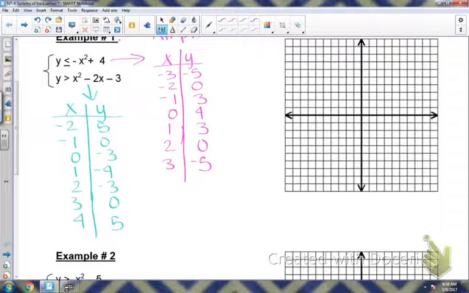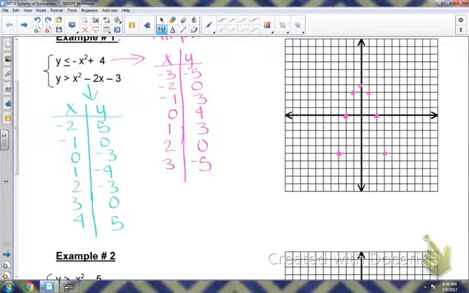Negative 3, negative 5, negative 2, 0, negative 1, 3, 0, 4, 1, 3, 2, 0, and 3, negative 5. So that's symmetrical. Notice that your vertex is your 0, 4 point.